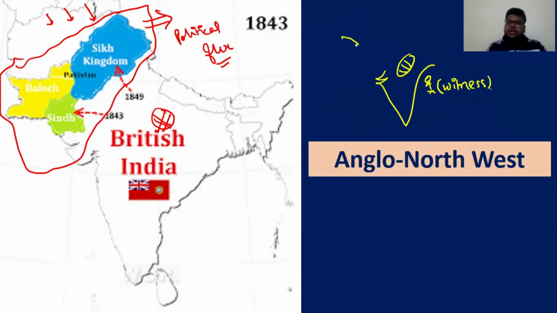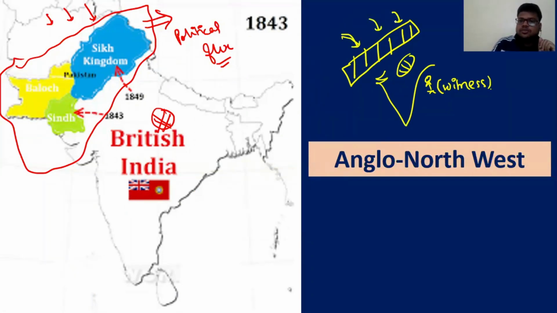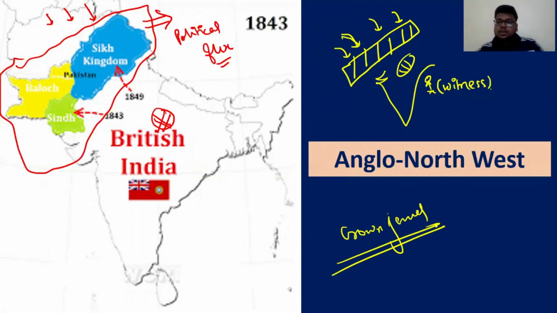And that is why they want to create a buffer state or they want to control this complete area themselves. And they want to have the good people up there so that they can protect themselves from any invasions from this place, or protect their crown jewel, that is India, from the Russian threat. At that time, the Russian threat was also very high. So this is the context in which the Anglo and Northwest relationship needs to be seen.